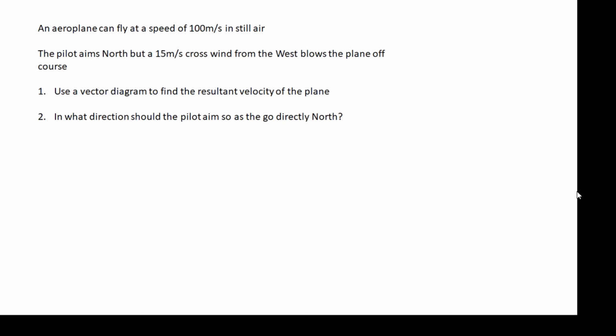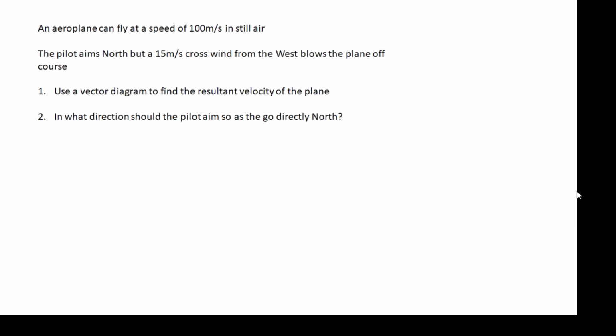Here's another one for you to have a go at. An aeroplane can fly at a speed of 100 meters per second in still air. The pilot aims north, but a 15 meter per second crosswind from the west blows the plane off course. Use a vector diagram to find the resultant velocity of the plane. And number 2, in what direction should the pilot aim so as to go directly north? Now, number 1 is very straightforward. Number 2, perhaps not so. Anyway, do you want to have a go at it?